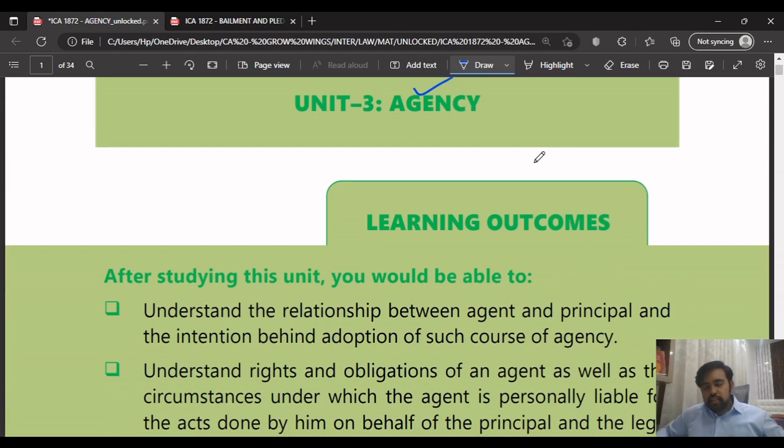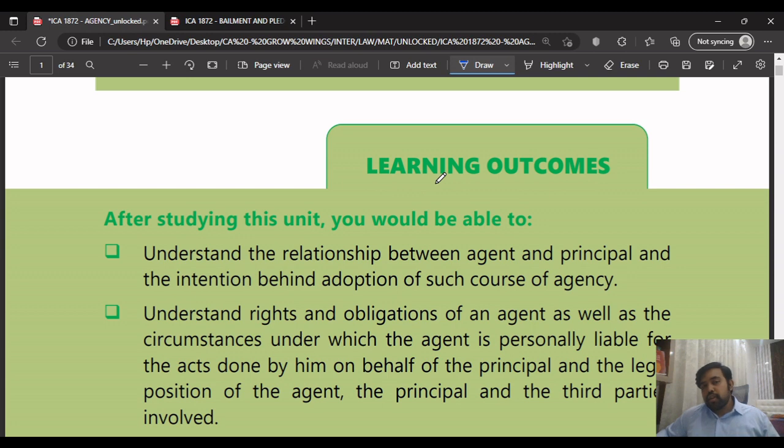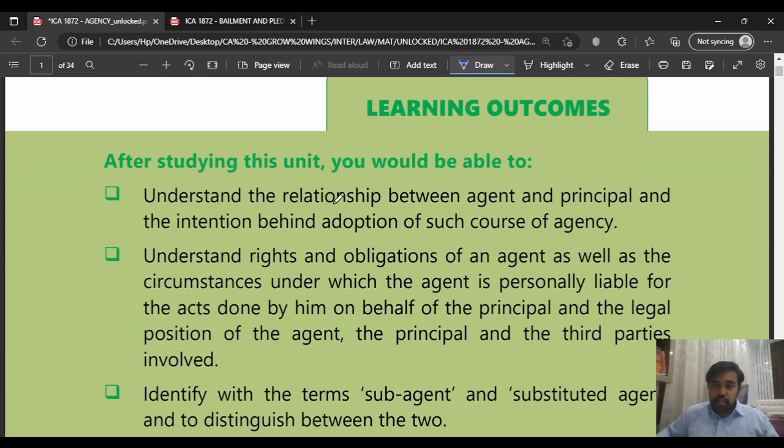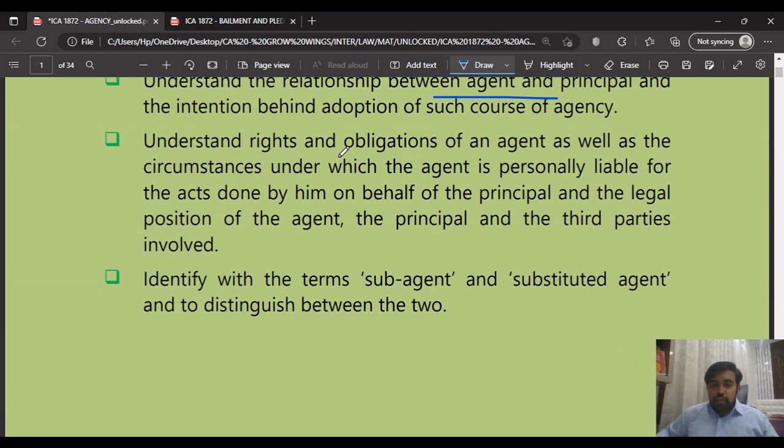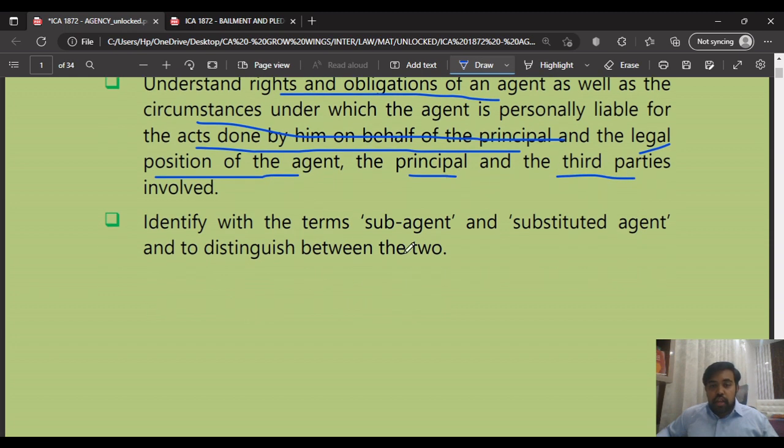Okay, agency. As you all know, you would have heard of an insurance agent, broker, or securities broker, that agent, the relationship between the principal and agent. In this chapter we'll learn about the relationship between principal and agent, as well as the rights and obligations of the agent, the circumstances under which the agent is personally liable for acts done by him on behalf of the principal, and the legal position of the agent and the principal and the third parties. And also we'll understand the terms sub-agent and substitute agent.